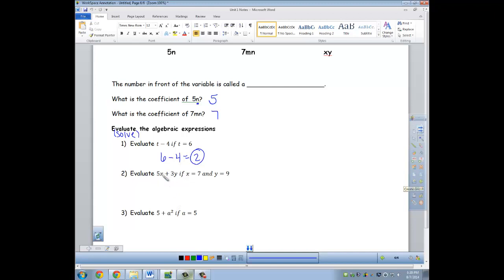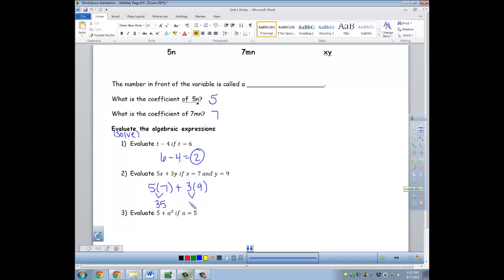We got number 2, evaluate 5x plus 3y if x is 7 and y is 9. So I'm going to take out my x. This time I put parentheses around it so that it doesn't look like 57. Say I don't have an x, I don't have a dot. Parentheses work as multiplication. So 5 times 7 plus 3 times y. Y is 9, so take out the y, put a 9. And then it just becomes a problem with order of operations. So we'll do our multiplication first. 5 times 7 is 35.